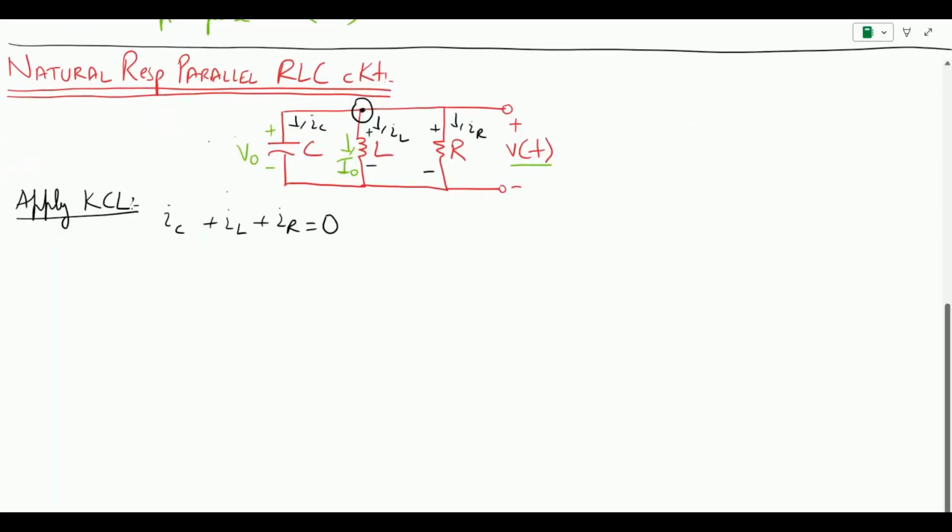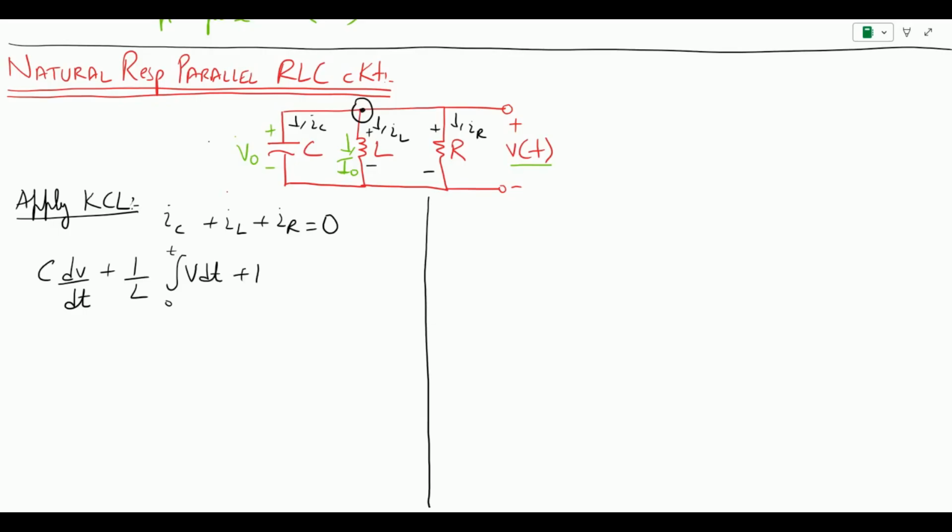Now let us do the analysis and go side by side for easy analysis. Let us put in the values of the currents. The current through the capacitor is C dV by dt. Then the current through the inductor is 1 by L integral from 0 to t of V dt plus I naught, which is the initial current available in the inductor. And the current through the resistor, as per Ohm's law, is V by R, and the sum equals 0. Again, remember that this portion is the inductor model where we have the initial current I naught, and then the current behaves over the time instance from 0 to t.